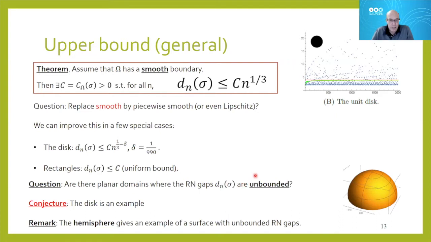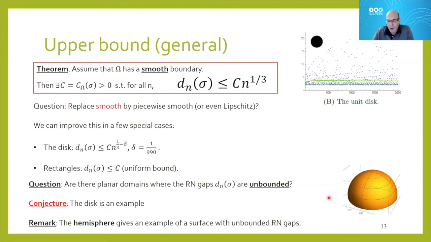If you look at the picture of the Robin Neumann gaps for the unit disk, if I were a betting man, I would say that they are not bounded. That this sequence here is climbing to infinity. But I haven't been able to prove or disprove this for the unit disk. Nor am I able to give you any example of a planar domain where I can prove that the Robin Neumann gaps are not bounded.